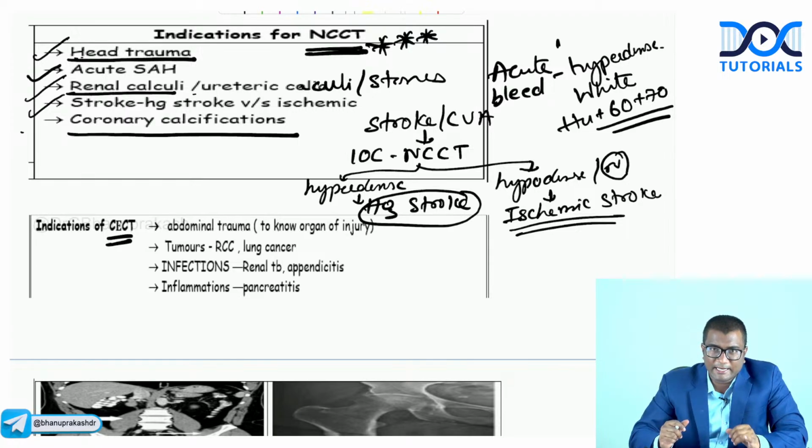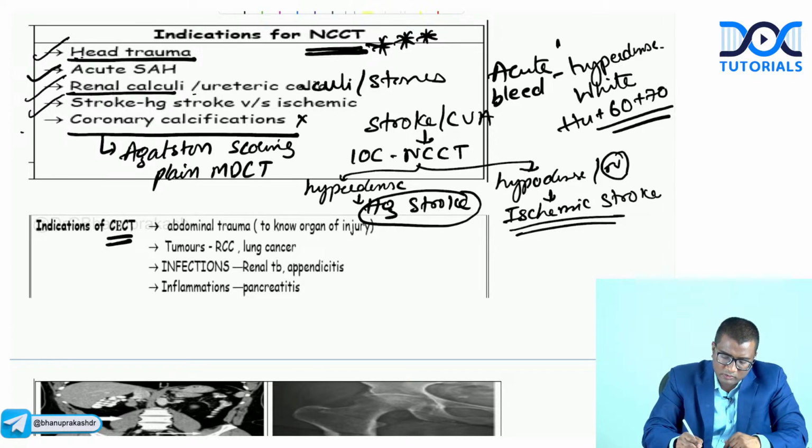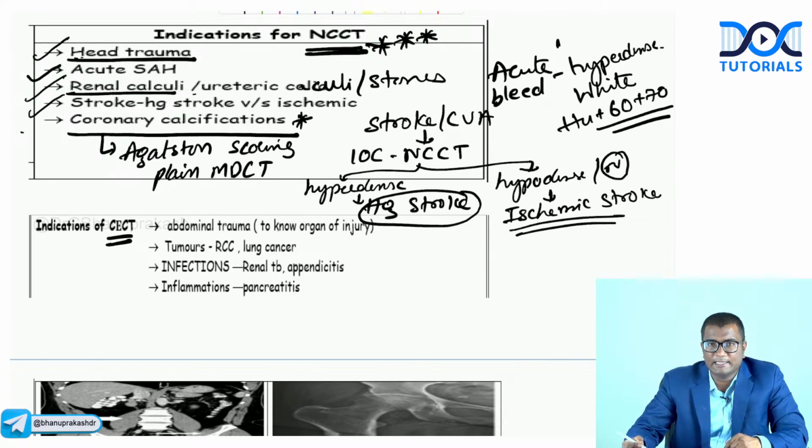So for looking at head trauma, acute subarachnoid hemorrhage, calculi or stones, and stroke patients, we go for a plain CT scan. Coronary calcifications also: the Agatston scoring that we do for coronary calcification is done on a plain MDCT. So you don't want to do contrast when you want to look at calcification.